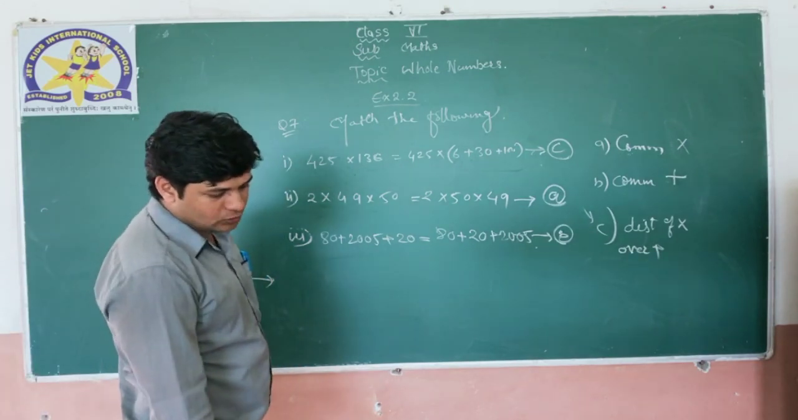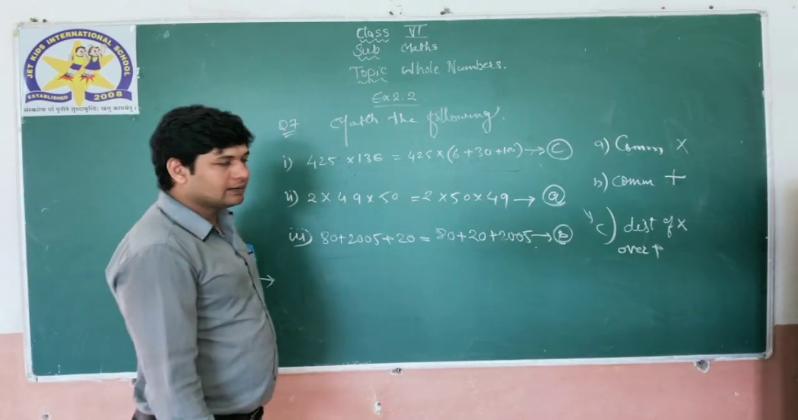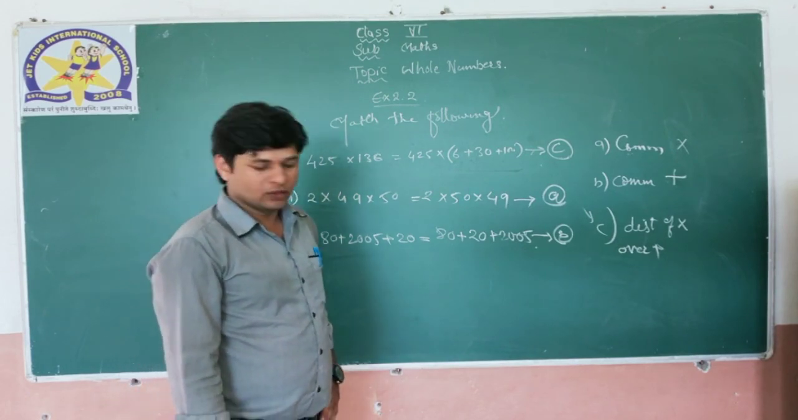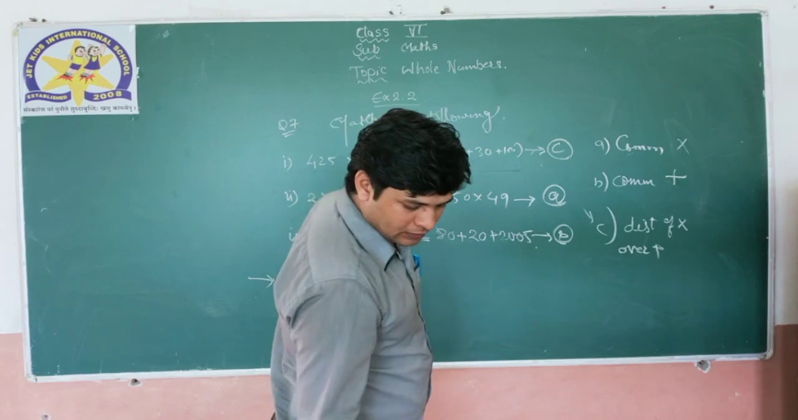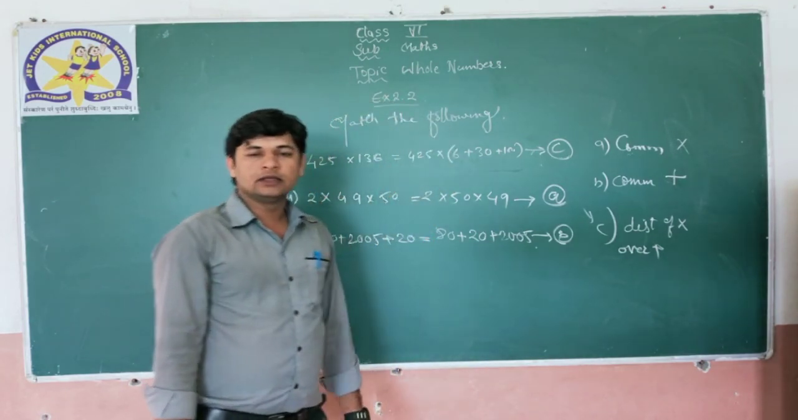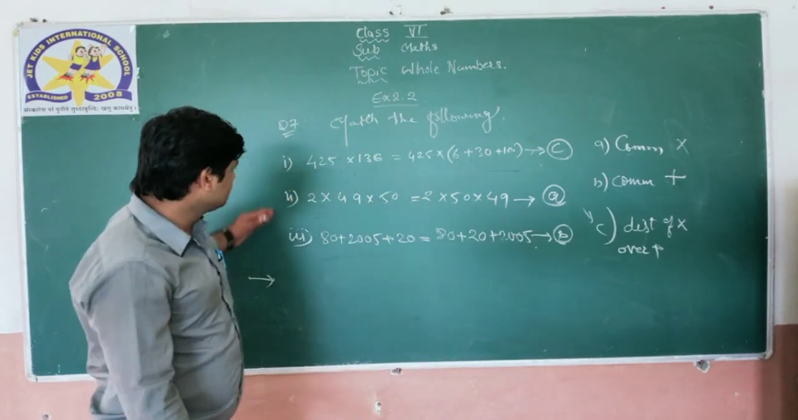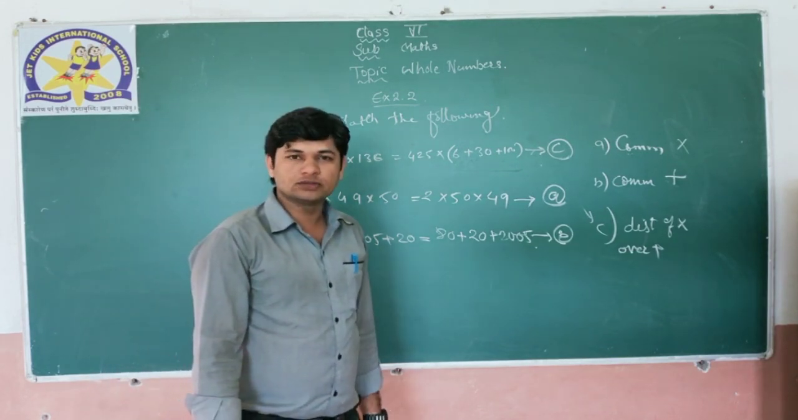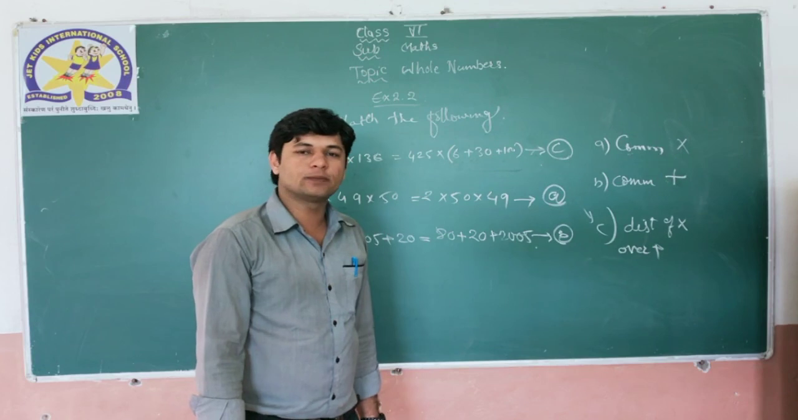So this is how we ended up with exercise 2.2. In the next video we will start 2.3. Okay. So you have to practice it and complete this. And write or maintain proper fair notes. Hope you are maintaining and hope you are practicing.